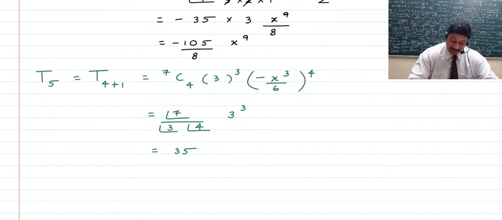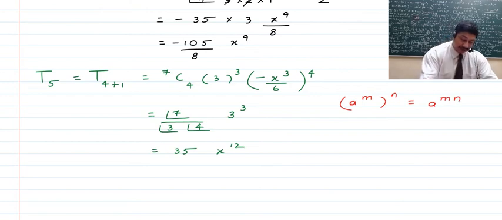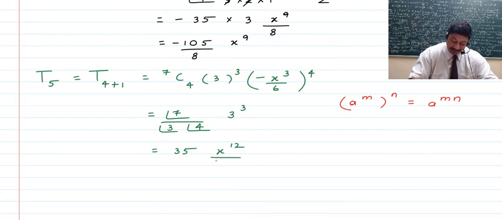Next, we have x raised to the power 3 whole raised to the power 4, that will become x raised to the power 12 by applying the rule of indices. That is, if we talk about a raised to the power m whole raised to the power n, then that becomes equal to a raised to the power m into n. Next, when we talk about the denominator, we will now have 3 into 2 which becomes equal to 6, which is whole raised to the power 4, right? And except that we also have 3 raised to the power 3.